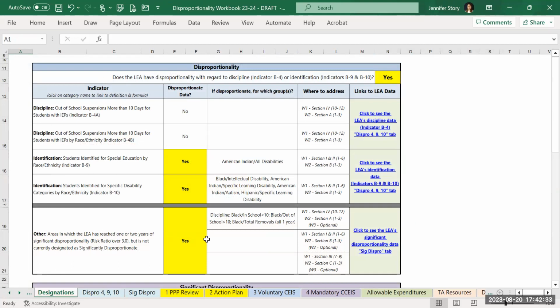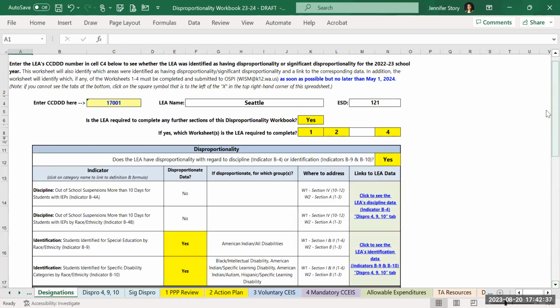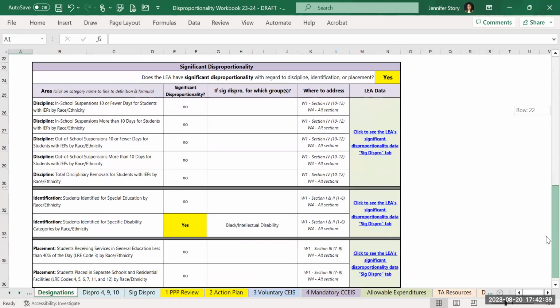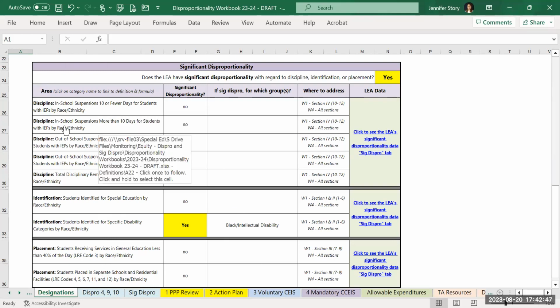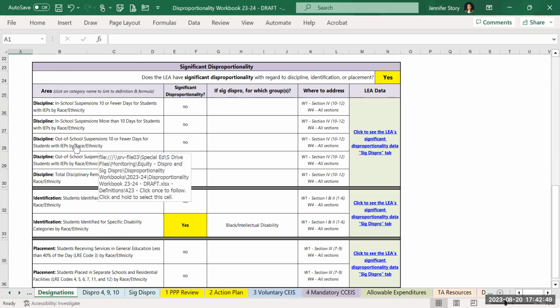So we looked at the first half of the designations tab. The second half of the tab is looking at significant disproportionality. There are a lot of different areas of significant disproportionality. Again, if you click on any of these, it'll take you to the definition, the calculation, the formula, everything you want to know about that particular area. You can just click here and it'll take you.